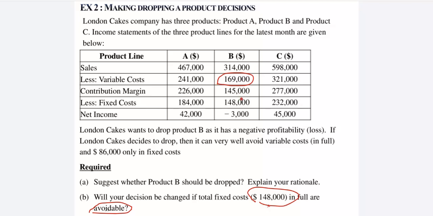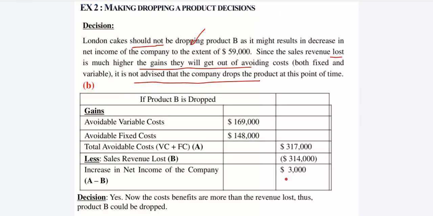So this is my savings. How much are those savings? Let's see the numbers. When I can avoid all variable cost and all fixed cost, I will save how much? This is my gain, 317. But I will lose only how much? 314. But if I drop the product, this will increase net income of the company. How much? $3,000. Because gains from dropping the product are higher than losses from dropping the product, we should drop the product.